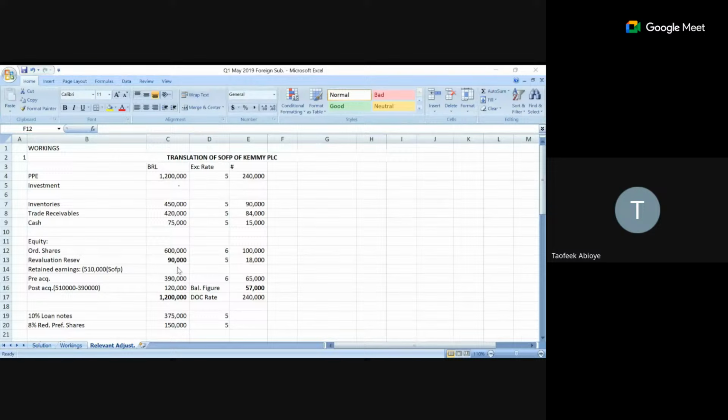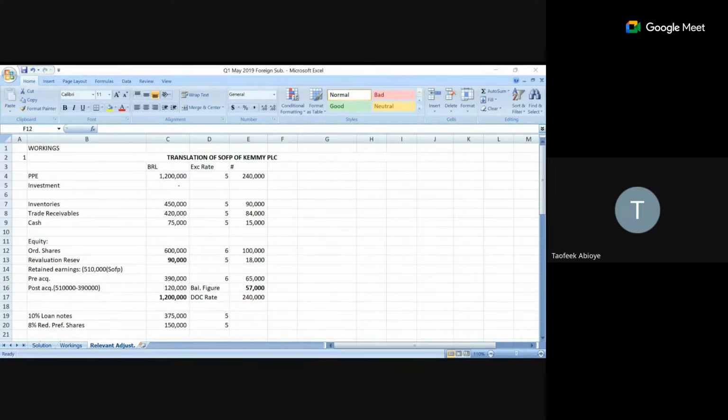So what are you going to do? Subtract 100,000, 18,000, and 65,000 from the 240,000 that you got. If you subtract it, then you get the balancing figure. You subtract these three items from your 240,000, you get your balancing figure. And that's how you'll be getting your post-acquisition every time. So that is just about that.